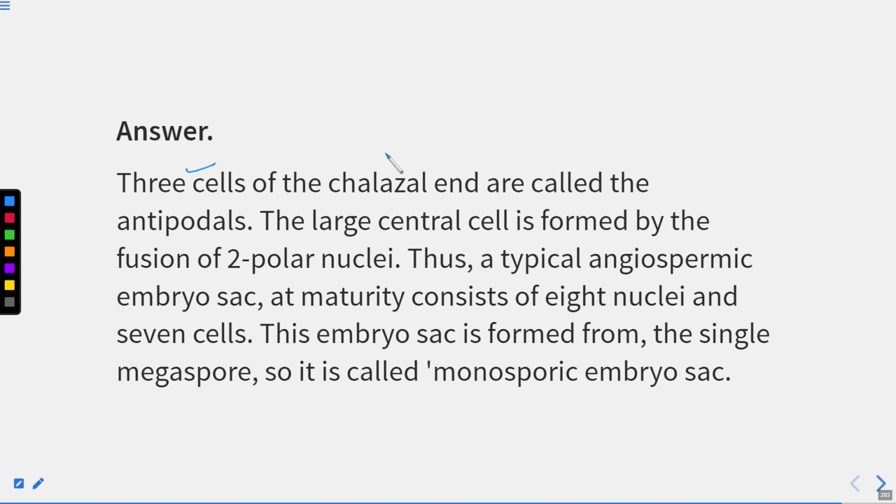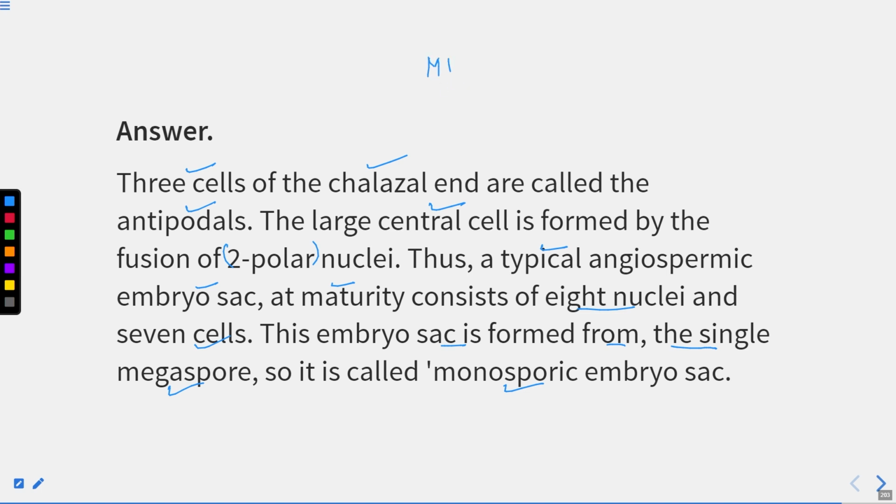Now, there are 3 cells present at the chalazal end, and they are known as antipodals. Now the large central cell is formed by the fusion of two polar nuclei. Thus a typical angiospermic embryo sac at maturity consists of 8 nuclei and 7 cells. Now this embryo sac is formed from the single megaspore. So it is known as the monosporic embryo sac. This also we have discussed.